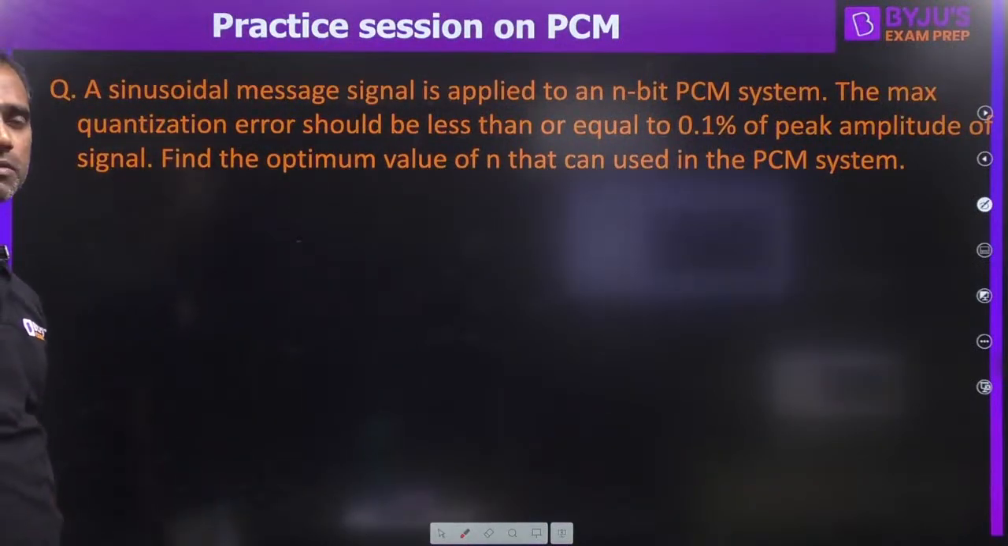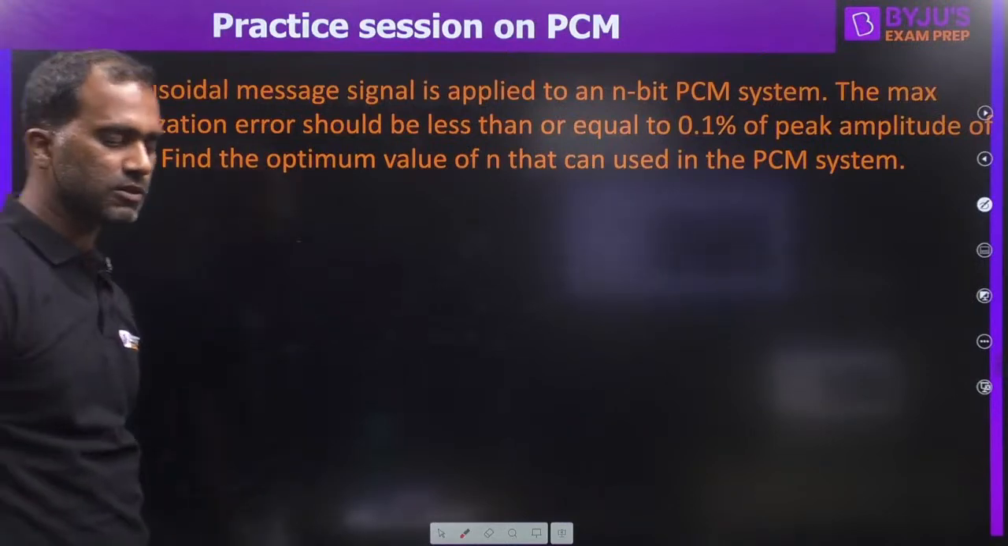Very good question. Wonderful question. If you can understand the question clearly, it will be an easy question. But very good question. My favorite question, you can say.